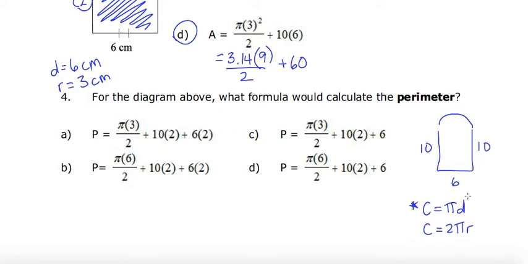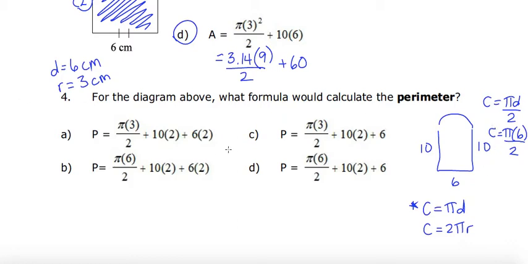Now this would be the circumference of an entire circle. So in order to find the circumference of a semicircle, I want to take this expression pi d and divide that by 2. That'll give me just the curved part of my semicircle. So when I'm substituting in my values, I'm going to put in 6 in here. Plus I'm adding my 10, and my 6.